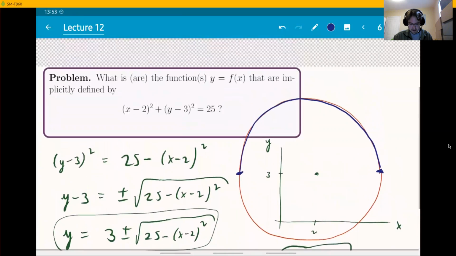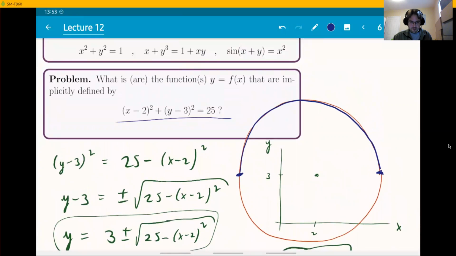All right, so this is what it means to have an implicitly defined function. And what we just did here is the exception. It's not common that you can actually solve for it as an explicit function. In general, you cannot do that.